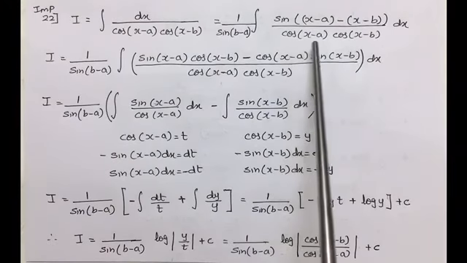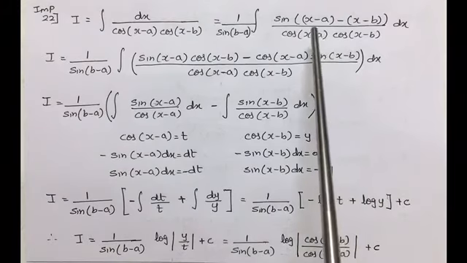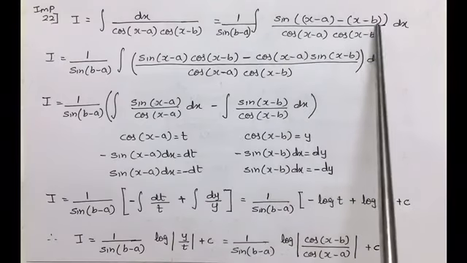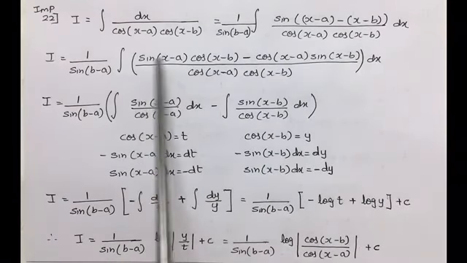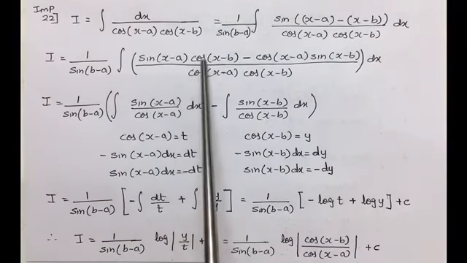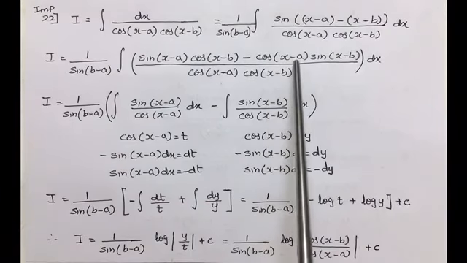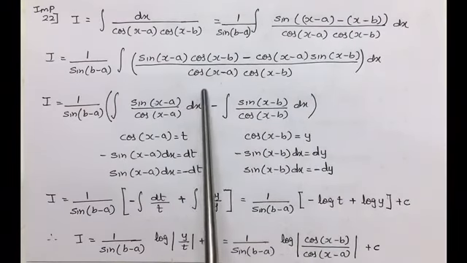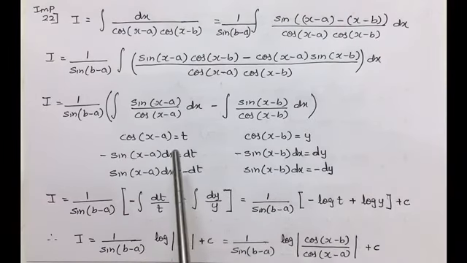Divided by (cos x minus a)(cos x minus b). Now taking up the formula of sin (alpha minus beta) as sin alpha cos beta minus cos alpha sin beta. So we get here sin(x minus a) cos(x minus b) minus cos(x minus a) sin(x minus b), divided by (cos x minus a)(cos x minus b) dx.